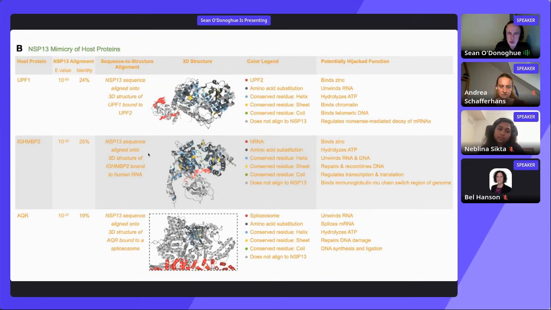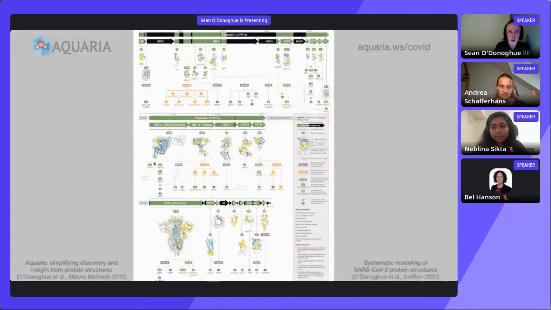IGHMBP2. This one I think is particularly interesting as it's a protein associated with switching of the immunoglobulin class. And that's actually a function we've seen clinically is disrupted in COVID patients. So this may be a mechanistic explanation for that disruption. And I think this is a mimicry that really is worthy of further exploration. We have done some subsequent sequence analysis following it up, but I think a lot more could really be done here.